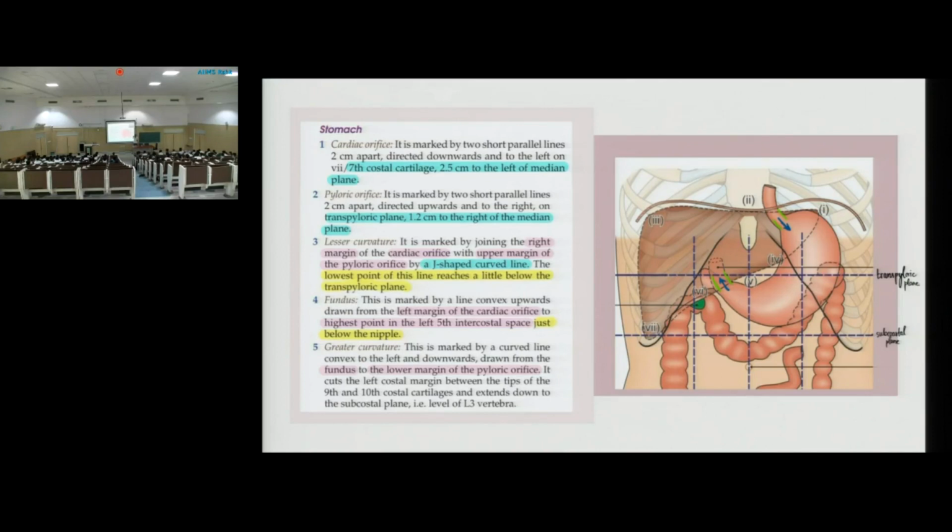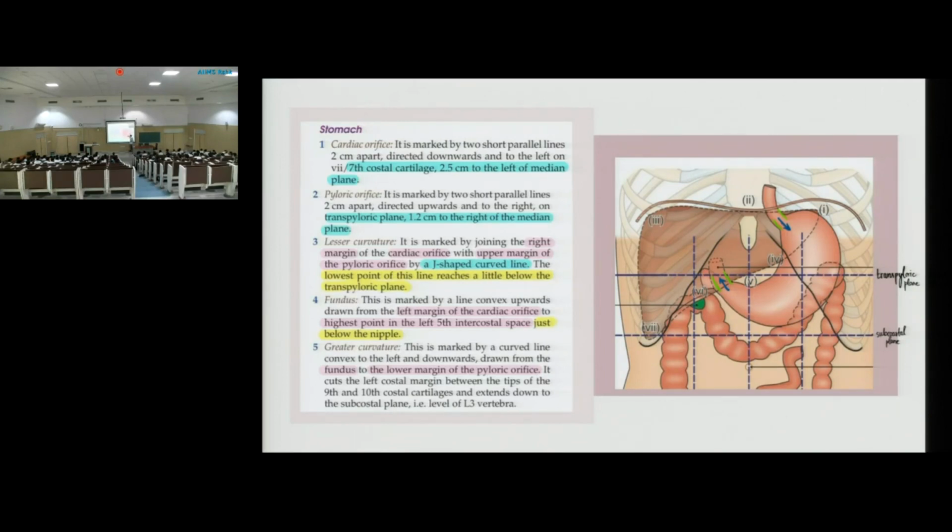So what is the fundus? It is convex upwards, starting from the right margin of the cardiac orifice. The highest point is in the 5th intercostal space below the nipple, and from the end of the fundus to the lower margin of the pyloric orifice.